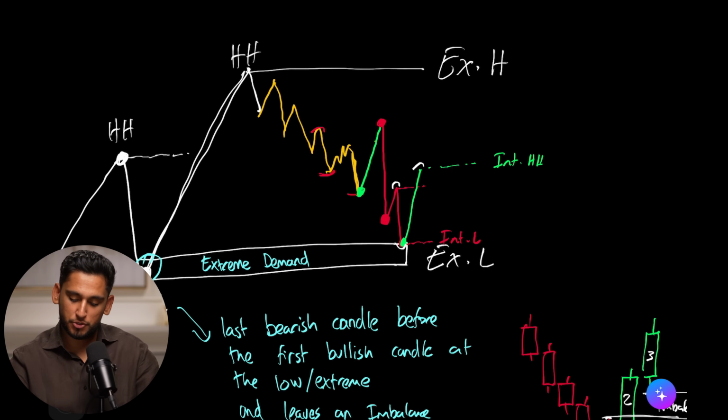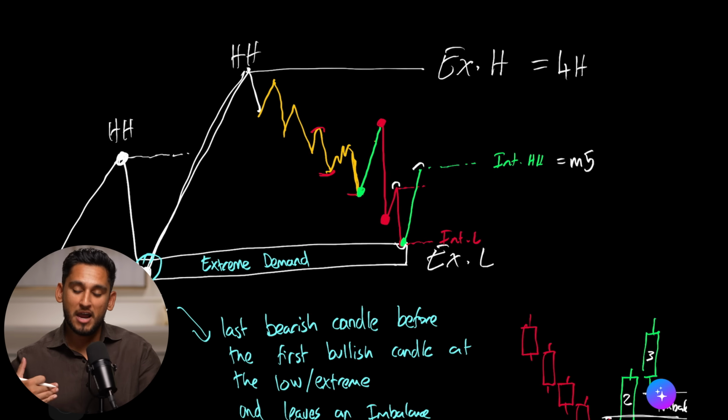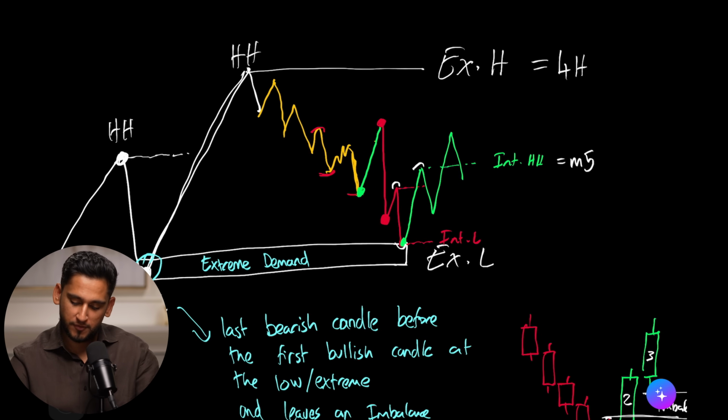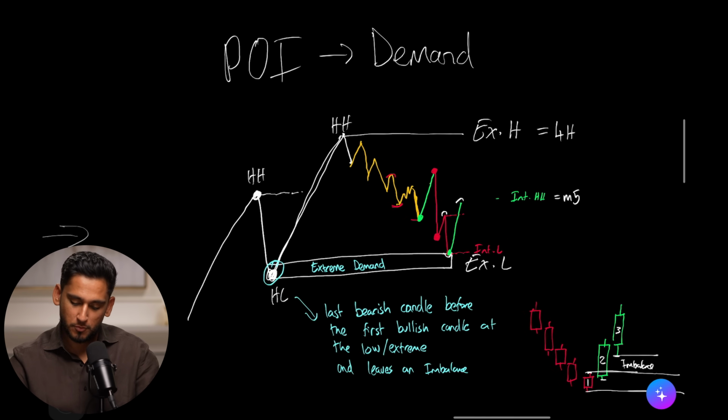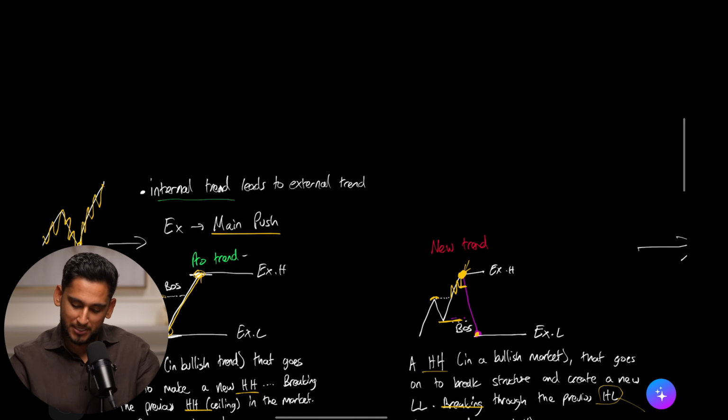So for example, the external trend could be the 4-hour time frame, and the internal trend could be, for example, M5, the 5-minute time frame. So when you have a 5-minute bullish internal break of structure in line with our 4-hour bullish main push trend, if we can connect it with the extreme demand, we have got a quality reaction because we know the internal trend is going to facilitate a new external trend. Remember how we said that earlier? Internal trends lead to external trends, and that's how we're connecting it together.